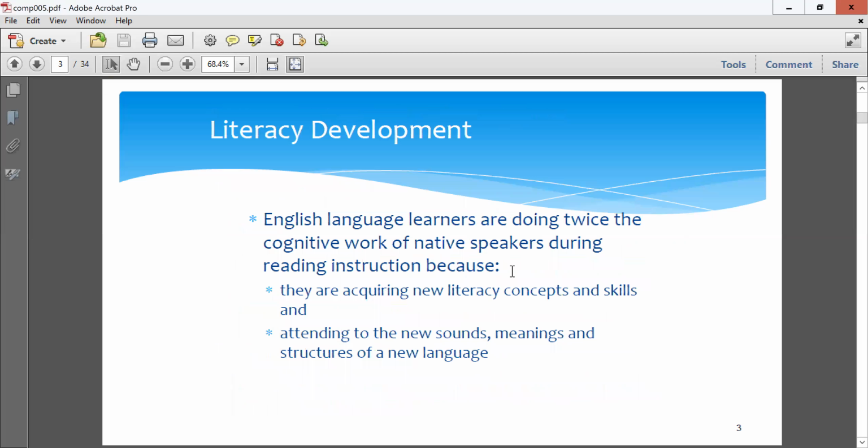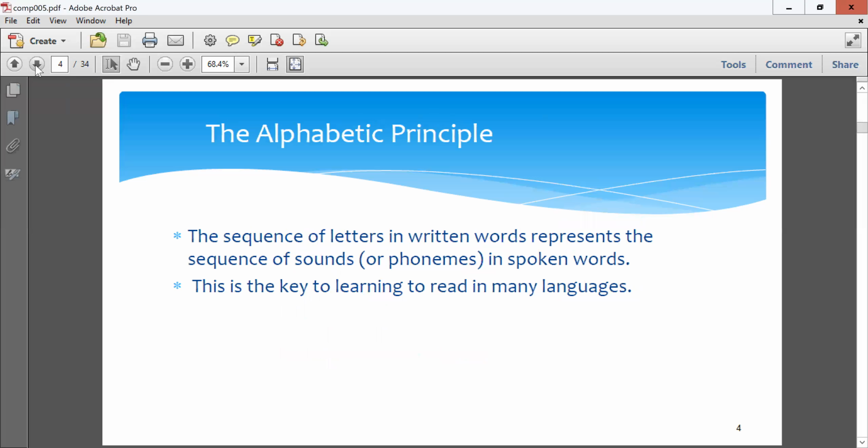So literacy development, think about it this way. English language learners are doing twice the cognitive work of native speakers because while reading, they're acquiring new literacy concepts and skills, as well as attending to the sounds, meaning, and structures of new languages. So this is true in all content areas, but in reading or writing, they are particularly difficult because language is a big part of the skills, as well as knowing the language.